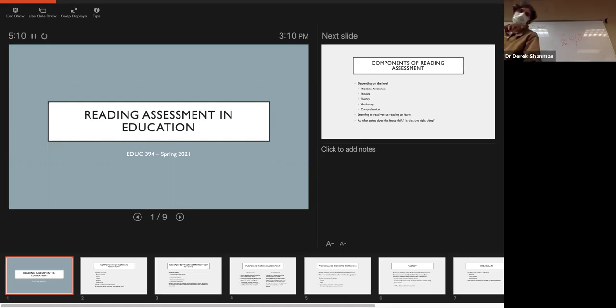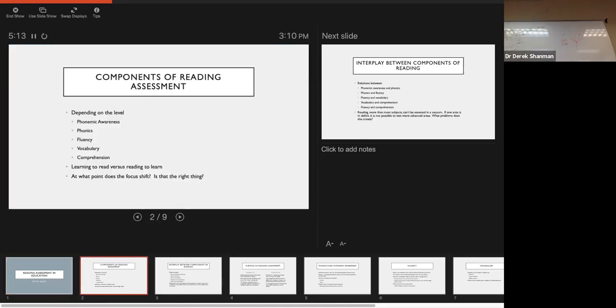So the first thing to understand with reading assessment is that there are five globally recognized components of reading. They are independent of each other. They are their own thing in and of themselves. However, they do interact with each other. All right. So phonemic awareness, phonics, fluency, vocabulary, and comprehension. Know those five things. You will all need those at some point in your educational career, all right?